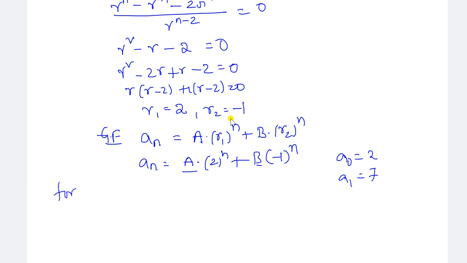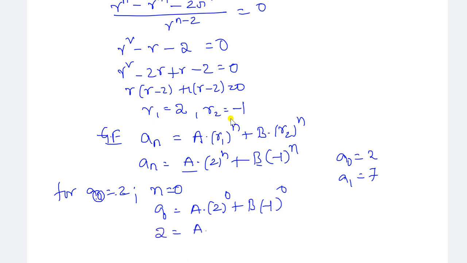For a_0 equal to 2, what is the n value? n is equal to 0, right? So a_0 equals a into 2 to the power of 0 plus b into minus 1 to the power of 0. The a_0 value is 2, so 2 equals a into 2 to the power of 0, which is 1, plus b, since anything to the power of 0 is 1, whether it is a minus or plus term. So here a plus b equal to 2.